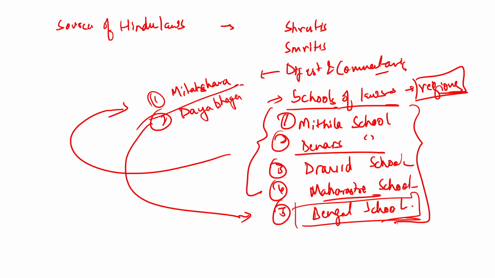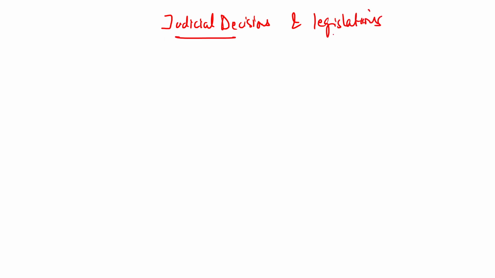But still there was a lot of confusion as to how things had to be managed, because the Mithila school was talking about some other customs, other provisions. The Banaras school was talking about other provisions. Dravid had other conflicts. So in order to remove all these conflicts, we again came up with another source, which is known as judicial decisions and legislations. Okay, so judicial decisions and legislations.